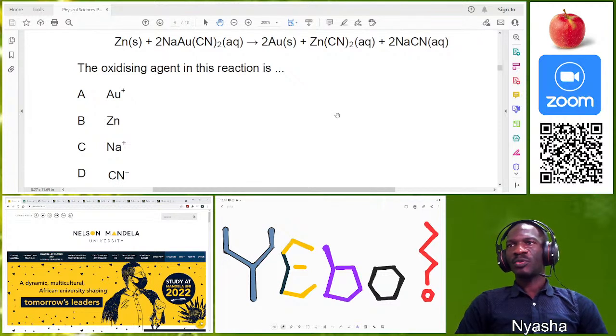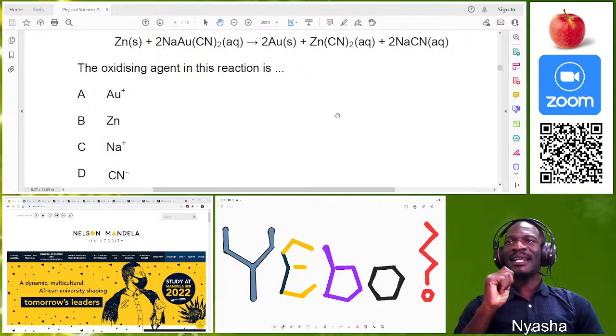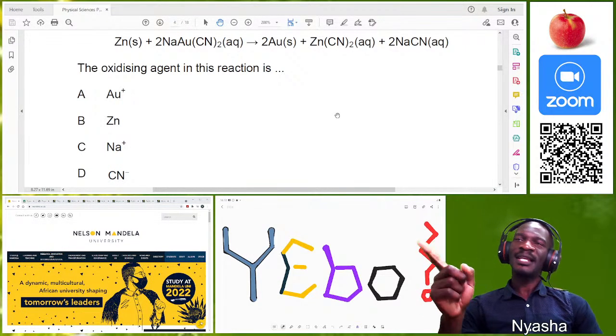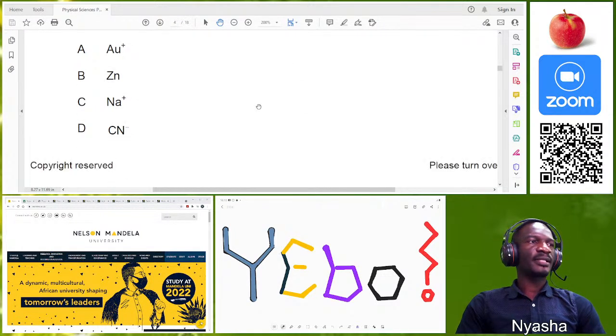So the next question would be, if we look at each of these ions in the gold cyanide, and the zinc powder, which is the oxidizing agent, right? So that will fall under still your redox reactions.